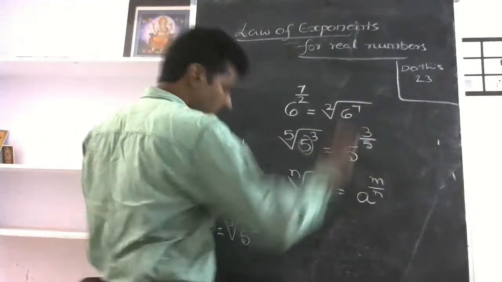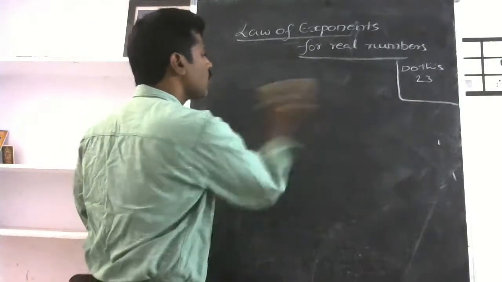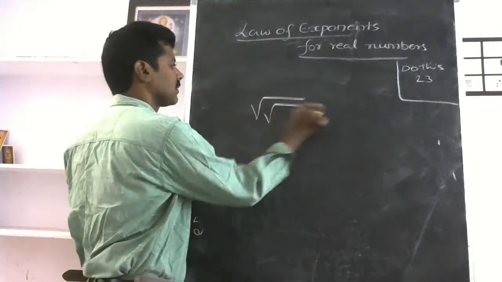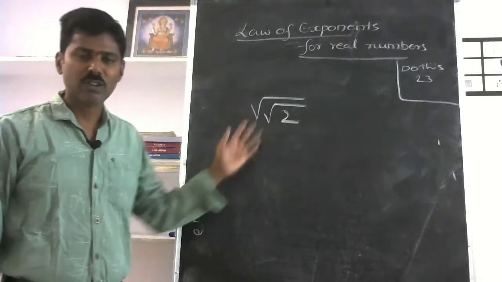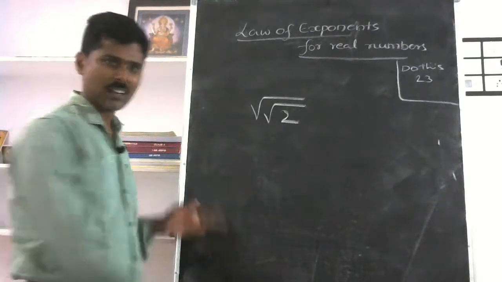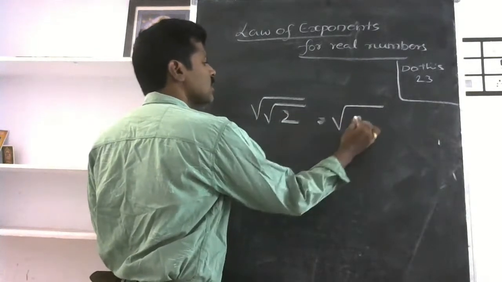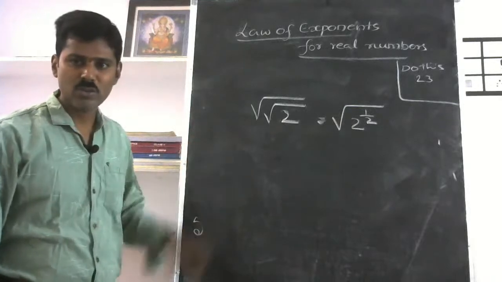Yes, one question they have given interestingly in the textbook. Can you write square root of 2 in exponential form? This is radical form. Can you write square root of 2? Yes, I can. How? First I write square root of 2 as it is, and this will be 2 power 1 by 2. Is it? Square root 2 is 2 power 1 by 2.